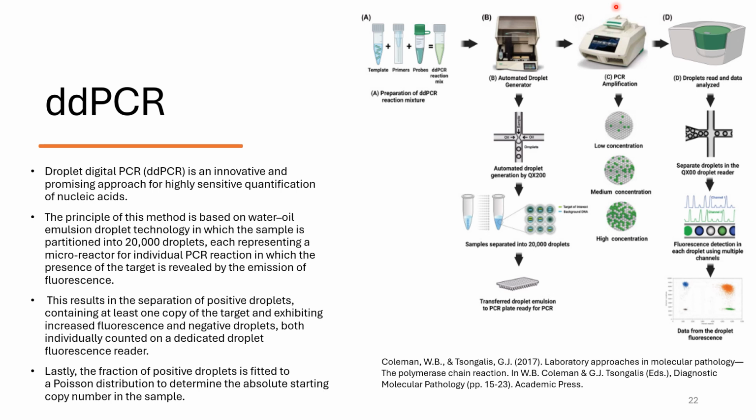Post amplification, the plate is placed in a droplet reader to analyze individual droplets using either 2-color or 6-color detection system. Positive droplets containing at least one copy of the target DNA molecule exhibit increased fluorescence compared to negative droplets. The data can be viewed using proprietary software in a 1D or 2D plot.